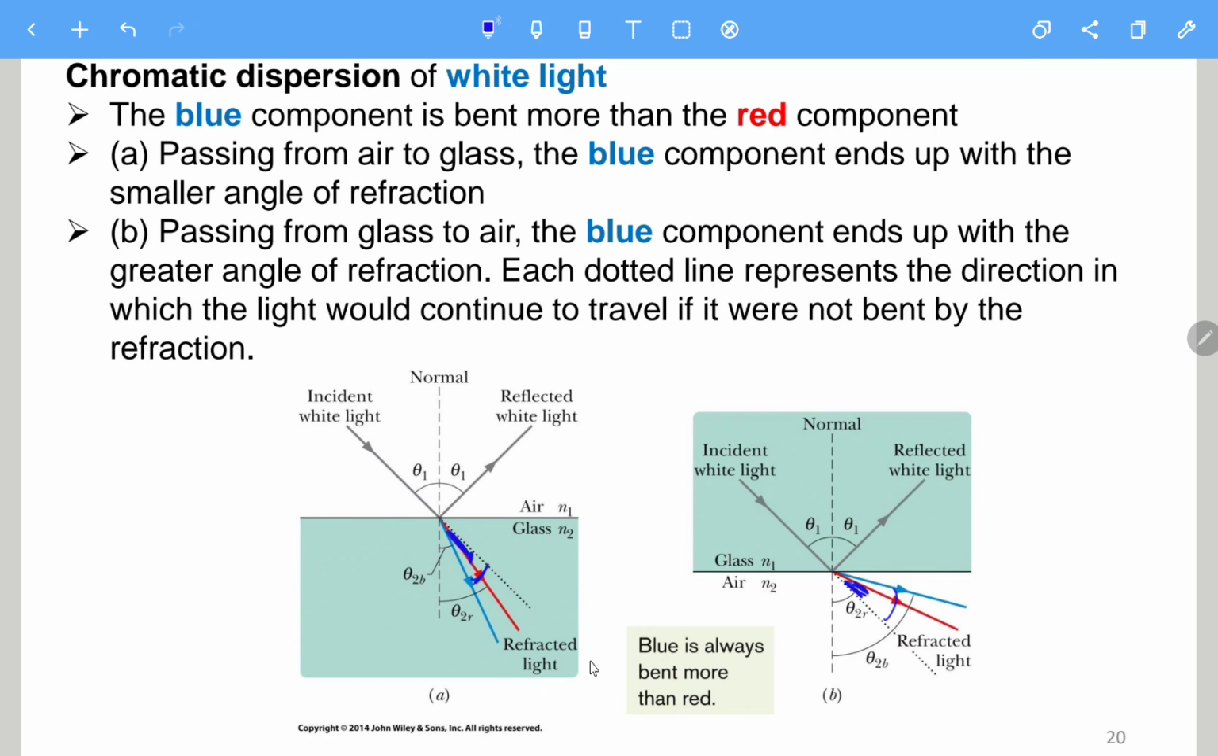That's why we use the red light for the traffic light, because the red light suffers less bending due to refraction. For example, if it is raining or foggy, the green light may be refracted, so we may not be able to see it from far away. But the red light has a better capability to go through the rain or the fog.